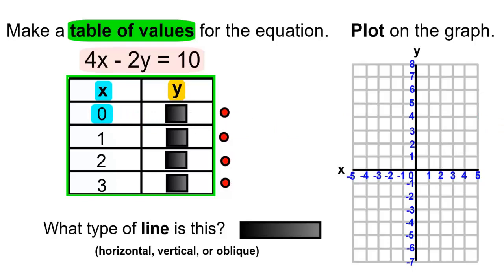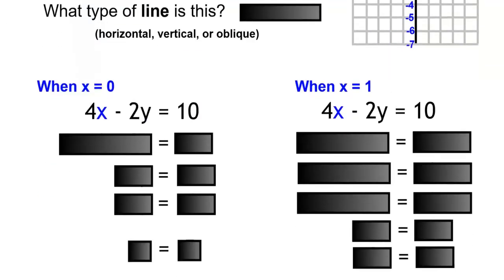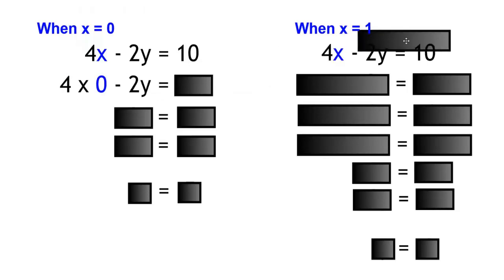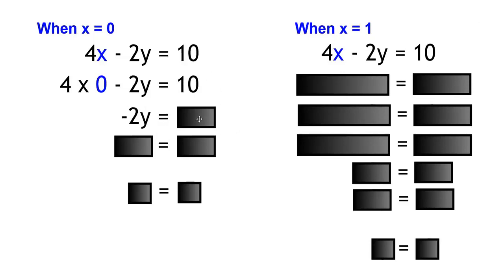When x is 0, what does y equal? We'll use the equation and replace x with 0. 4x minus 2y equals 10. So 4 times 0 minus 2y equals 10. 4 times 0 is 0. So negative 2y equals 10.